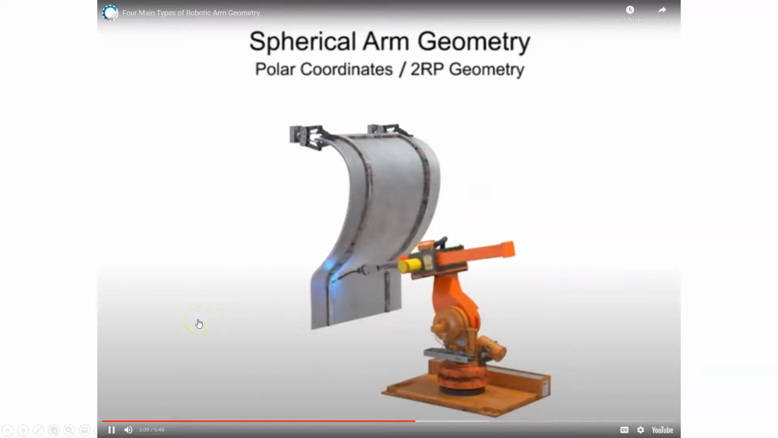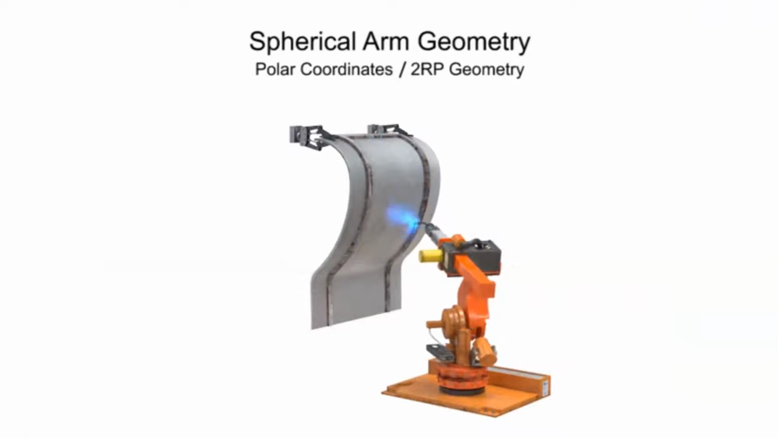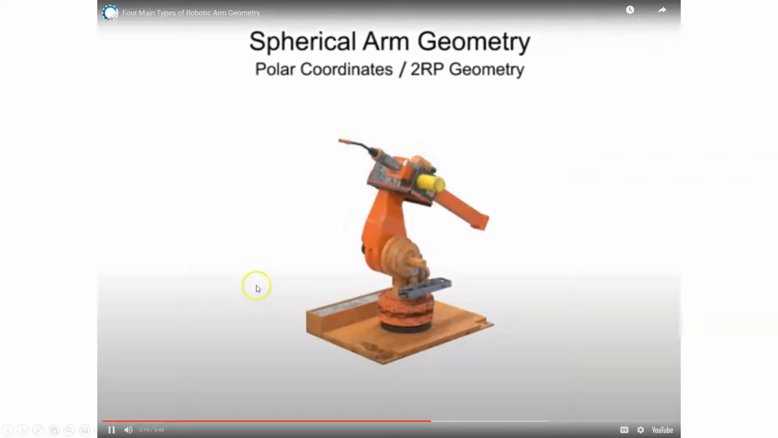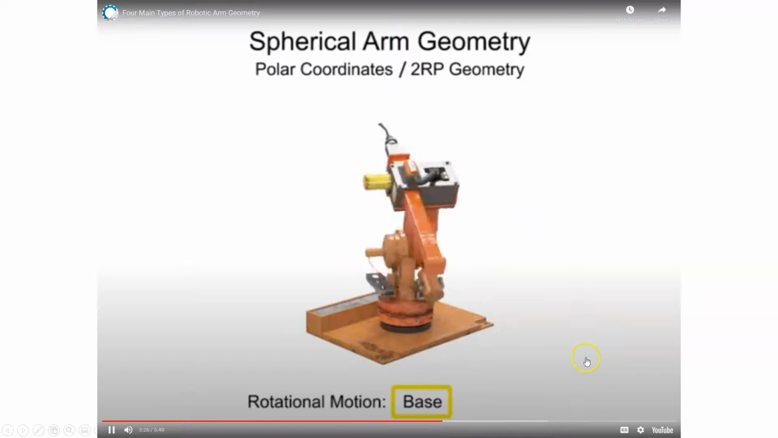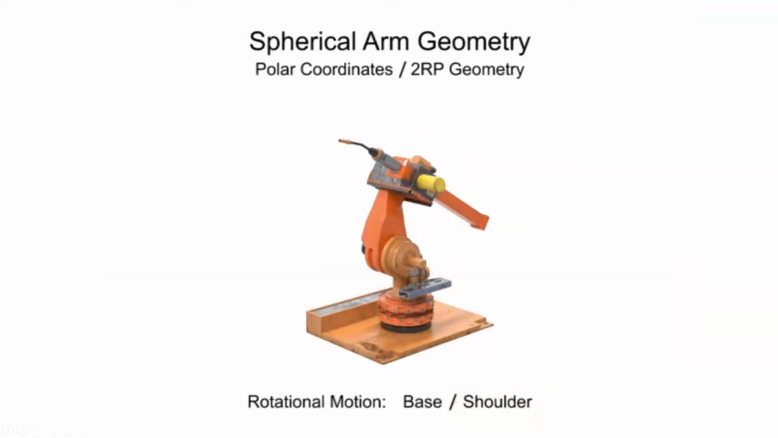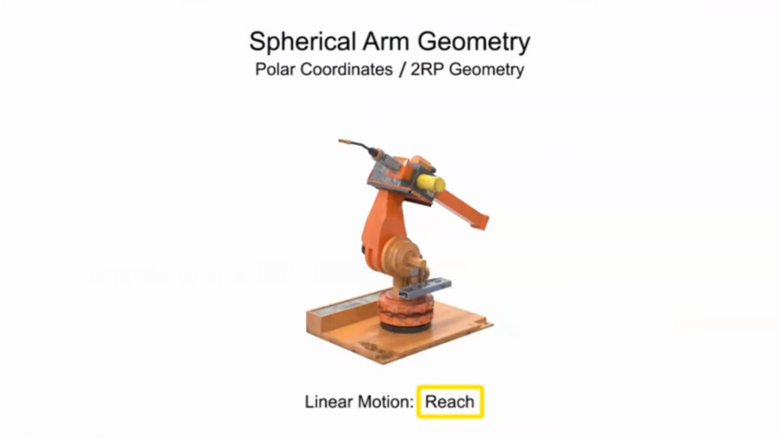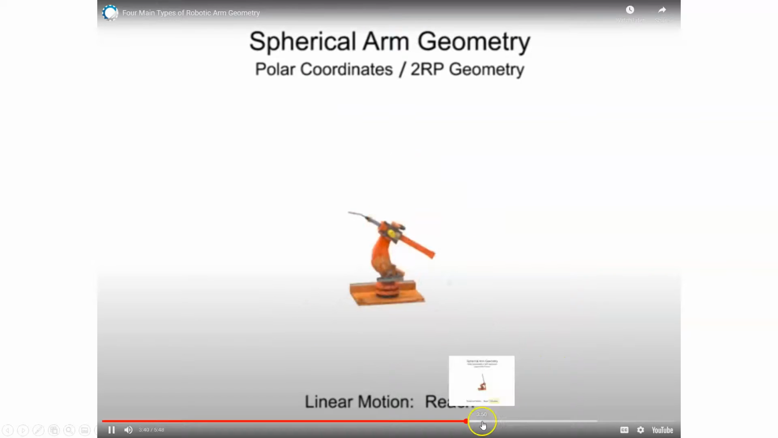So here you can see this operation, it's a welding operation, looks like. For certain geometry, this is going to be ideal. Again, very stiff, which is good. That's what we want. Here's an example of how it moves. It rotates around the base. It can rotate around the shoulder, and then the arm can move linearly in and out. What they're calling reach.